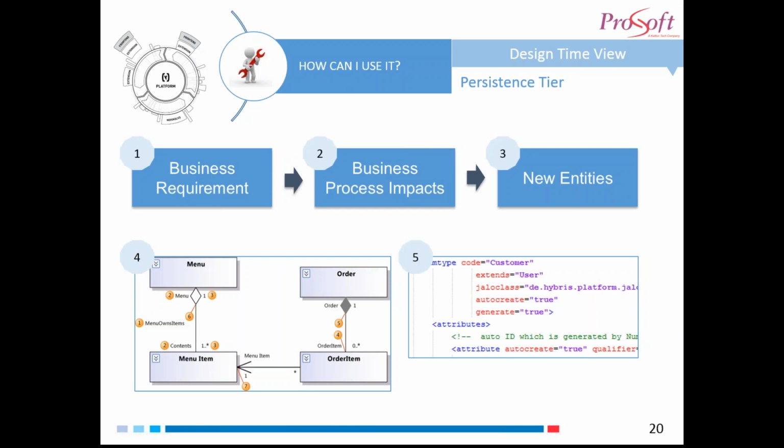So for a persistence tier, I have a business requirement. I see the business impact. I create the new entity model. I create the class diagram of the entity model. And then I create all the items XML for core. And if it is JPA, then I use a JPA compliant XML. If it is JDBC, I do something similar, exactly, using these XML as well as these items XML to create those persistent models.